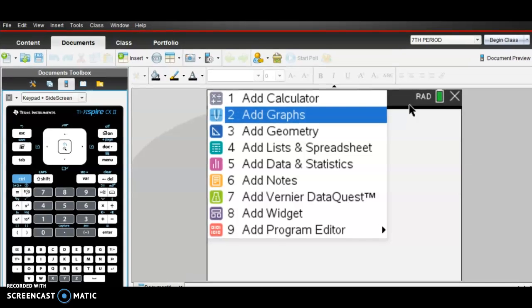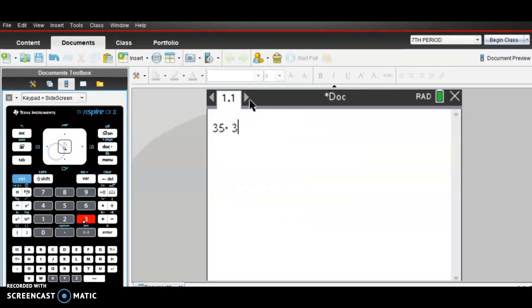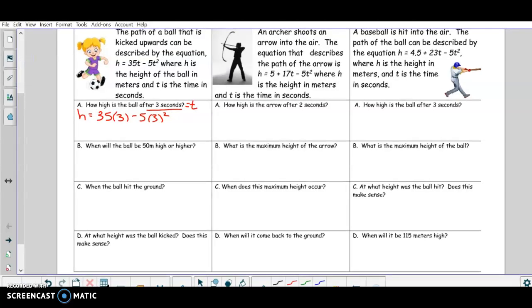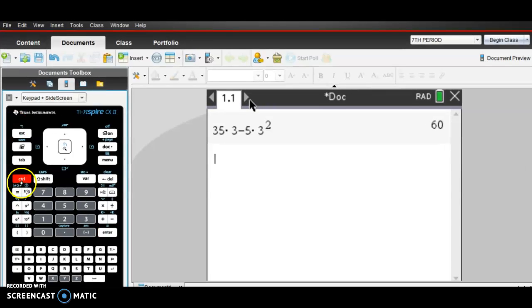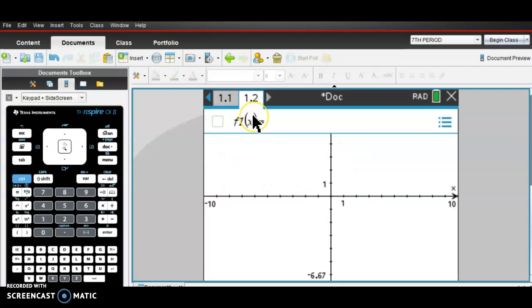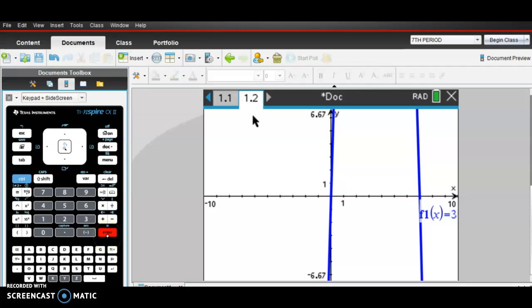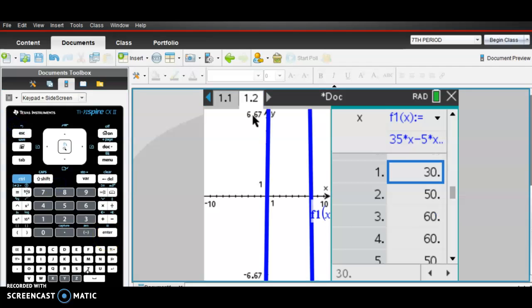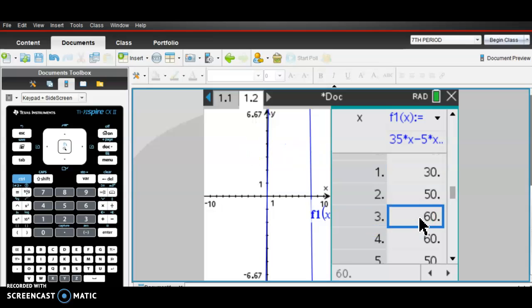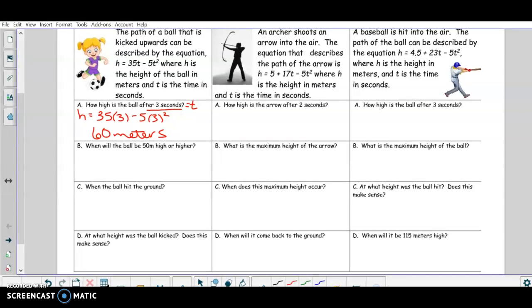So I can go to new calculator document and we can say 35 times 3 minus 5 times 3 squared. And we can see that it is in fact 60. We could say 60 meters. A second way that we talked about you could do this is you could in your calculator add a graph. And we could then say 35x instead of t, minus 5x squared. And we can graph this. We can also use our table feature, and it said, how high would it be at 3? Well, at 3, it is in fact at 60. So that is a second method to check your work. That isn't a root or any of those special vocabulary words. It's just a specific coordinate. So if we wrote this as a coordinate, it would be 3 and 60.